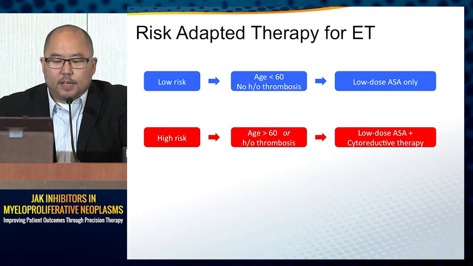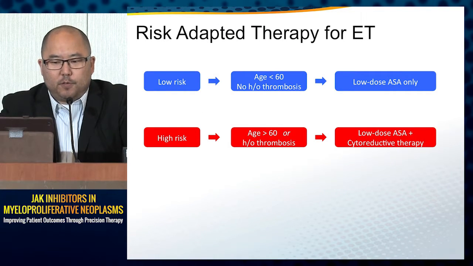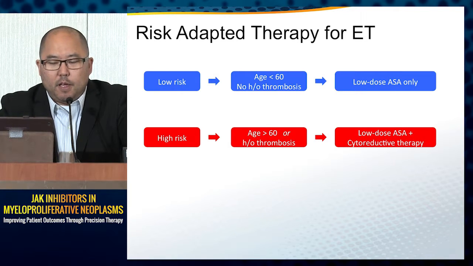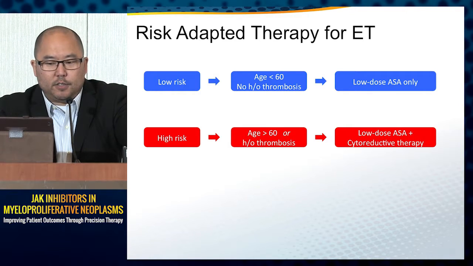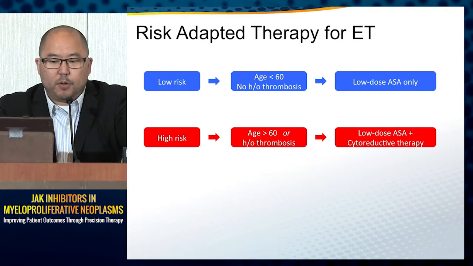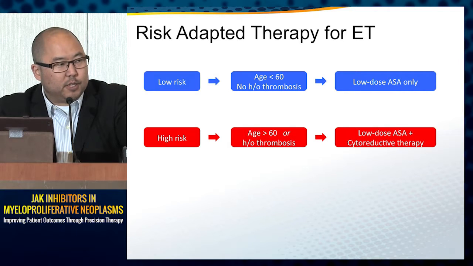As far as considering the treatment options, for quite some time, there's been a relatively simplistic risk-adapted therapy algorithm that's been proposed, and that's really based on risk of thrombosis. So low risk or high risk for thrombosis based solely on two factors, age and history of thrombosis. To be considered low risk, you have to be both less than 60 and have not had any history of thrombosis. And for those patients, the standard recommendation would be low-dose aspirin alone with no cytoreductive therapy.